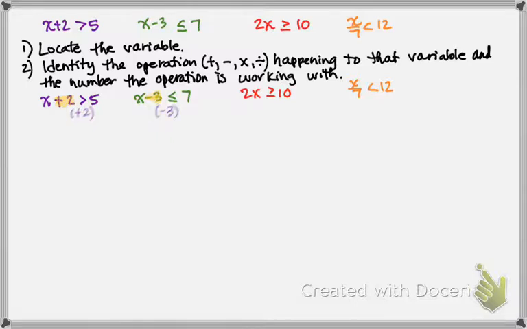And with this, this is the weird one. This is the hardest one to see because it's being multiplied. So I'm going to go ahead and put in a little dot for multiplication.